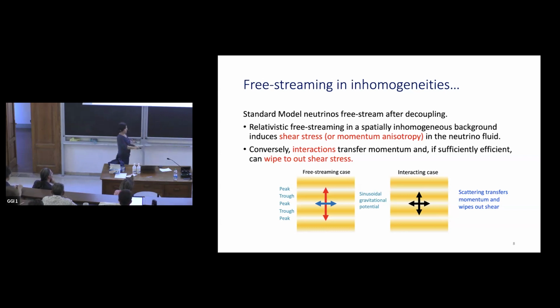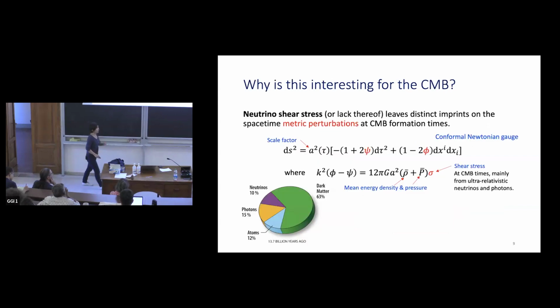And if this kind of process is happening fast enough, and you have very efficient momentum transfer from one direction to the next, then you can wipe out the anisotropy. And that's basically how we test for free streaming. We want to see if there is any neutrino shear stress. Okay. Now, why is neutrino shear stress testable?